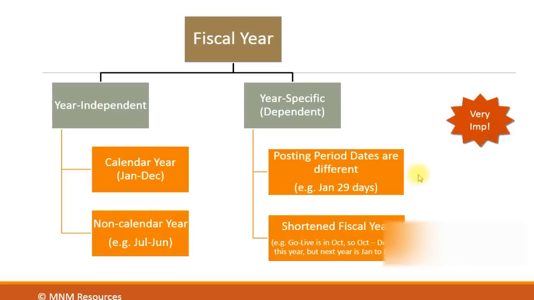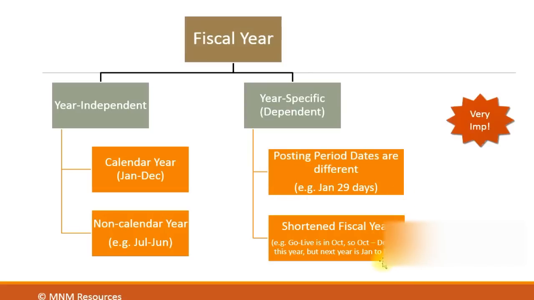Because some companies might only want to post up to the first 29 days, or they might want to have the last few days of a month to post the adjustment postings. So they'll only open the periods to have only a certain number of days. In this scenario, your posting period dates are different from a standard calendar year. Then it becomes a year specific fiscal year variant.